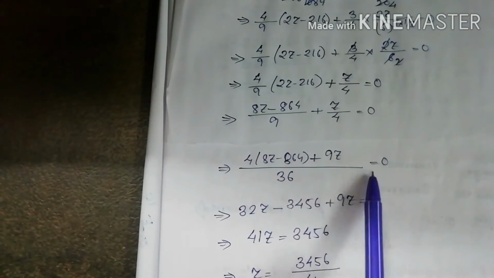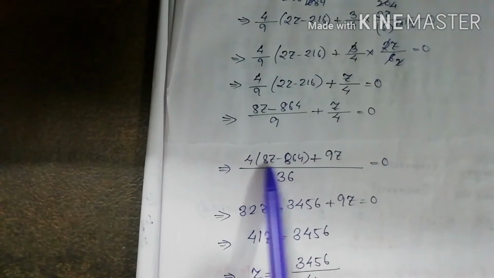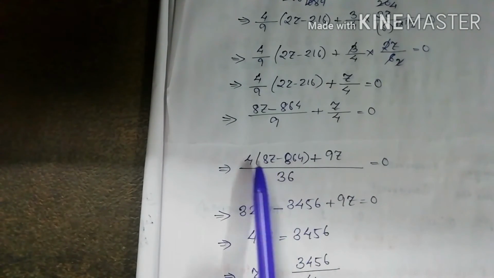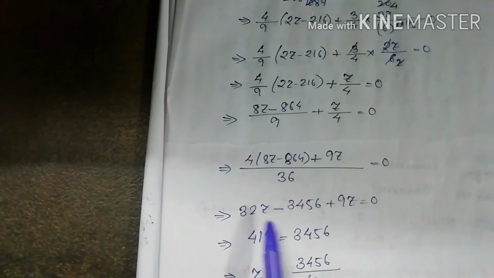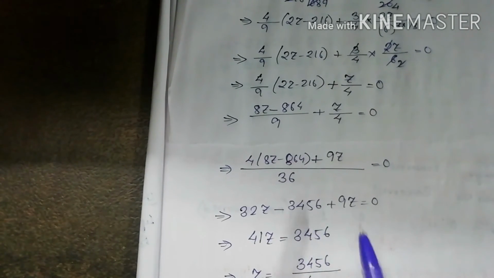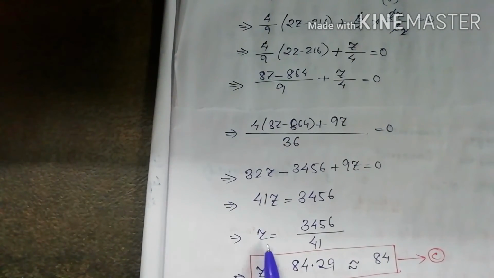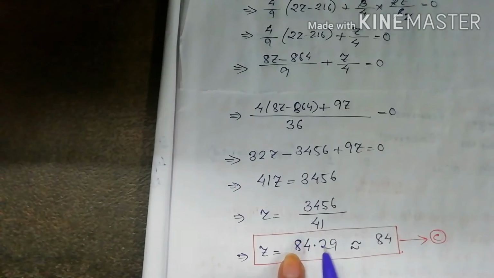When you simplify this, this 36 will go to the right hand side, and you will have 4 into 8 is 32Z minus 4 into 864, which gives 3456, plus 9Z, and now 32Z plus 9Z will give you 41Z. 3456 will go to the right hand side and the negative sign will be removed. Hence you will get Z equal to 3456 by 41. On dividing 3456 by 41, you will have 84.29, which is approximately equal to 84. So the correct option is option C.